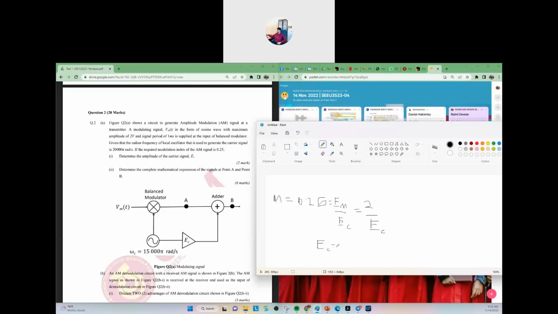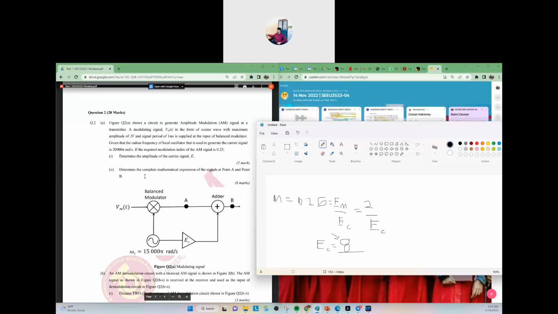Although I spoon feed you how to do it, you won't have this in the real test, right? But at least you do the calculation for me. So what is the answer? What is the amplitude of the carrier? So the amplitude is 8.